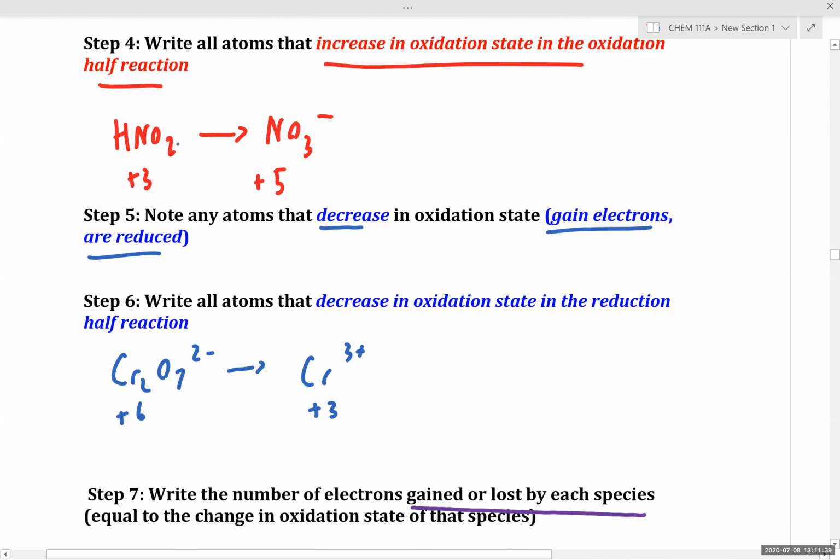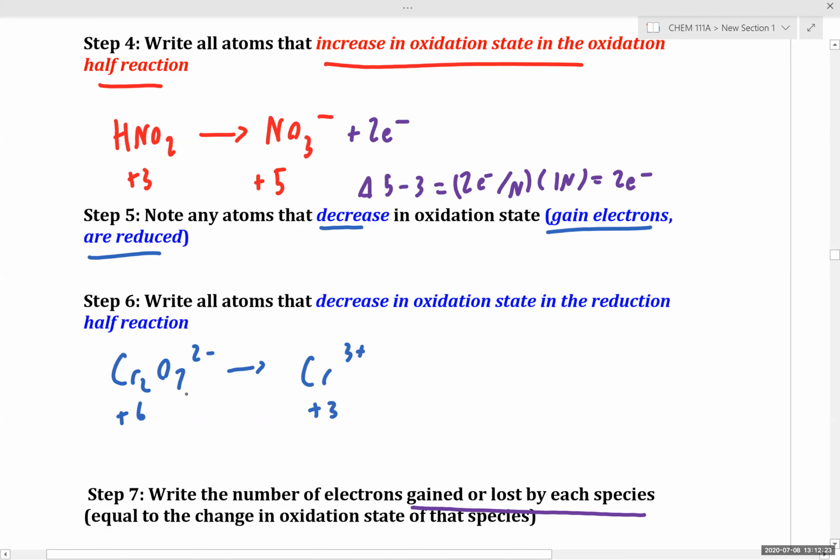So looking at the first case, our oxidation half-reaction, how many electrons did we lose? In total, how many electrons did our nitrogen atoms lose? If we went from +3 to +5, 5 minus 3 gives us, what's 5 minus 3? 2, yep. So we have 2 electrons per nitrogen atom. We have 1 nitrogen atom. So that gives us 2 electrons lost.